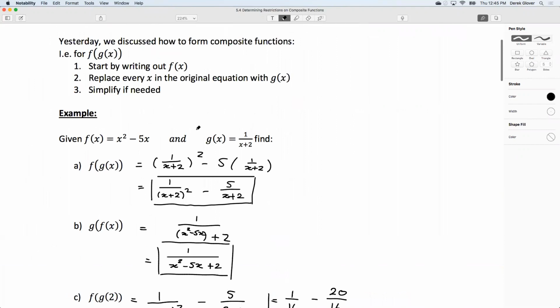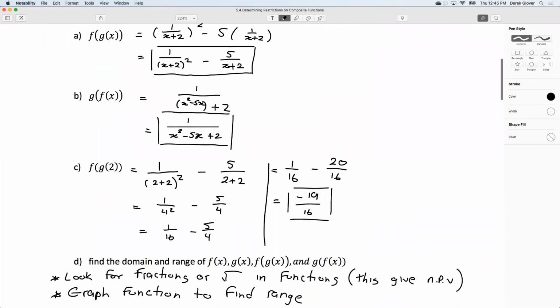Lastly, g of f of x. So g of f of x is 1 over x squared minus 5x plus 2. We've got a couple of ways we can handle this. We can set our denominator equal to 0 and we can try to factor it, or we can try to use the quadratic equation. However, if we're going to be graphing it anyways, if we need to find the range, we can figure out where our x values don't exist.